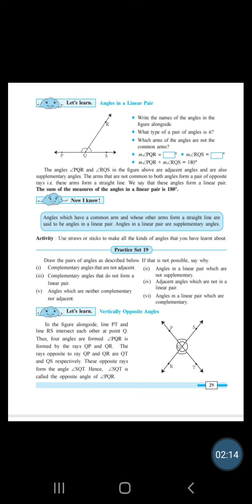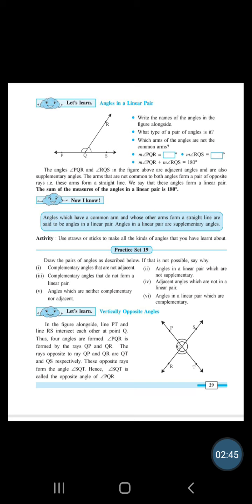180 degrees. Now why will they make 180 degrees? Because they are making a straight line PQS. Therefore, they will make 180 degrees. Also, you can see one more thing in this figure, that Q is the origin of line PS. That is, QS is one ray and QP is another ray, which are opposite to each other.